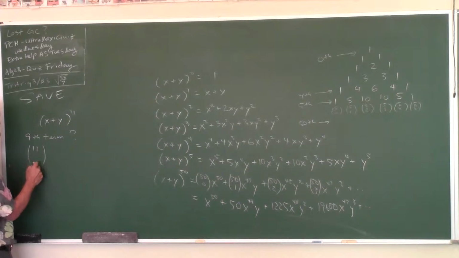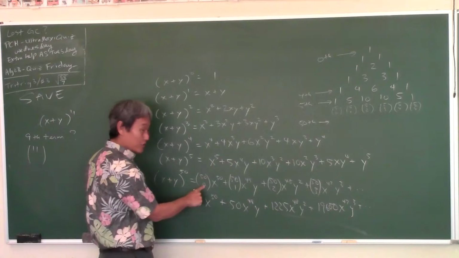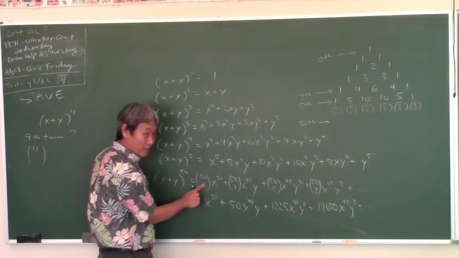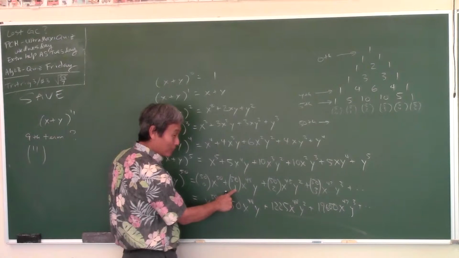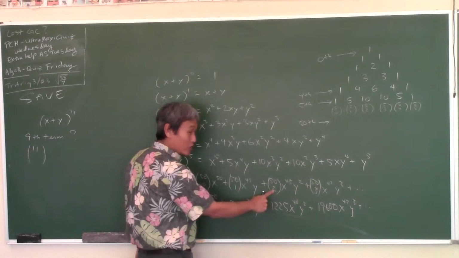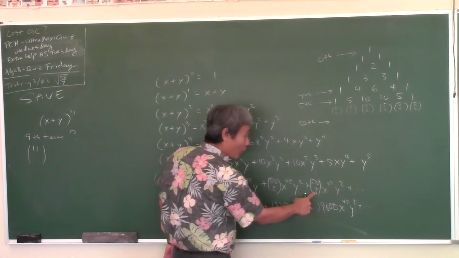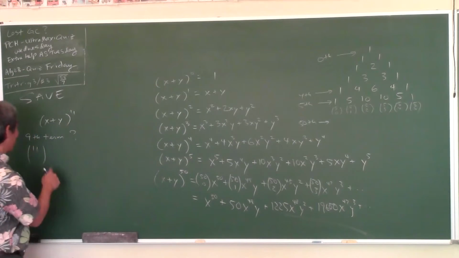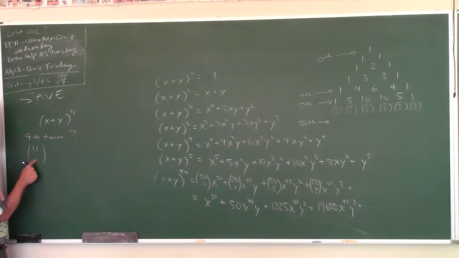What? Okay, look. Here is the first term, the 21st term. Here is the second term. Here is the third term. Here is the fourth term. So, if I want the 9th term, what number do I put here? 8. It's always going to be 1 less.